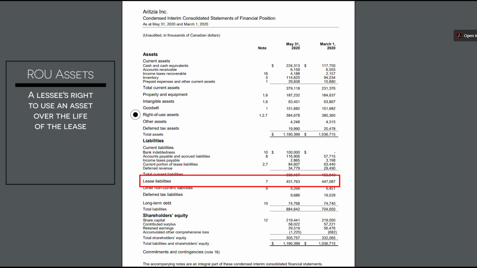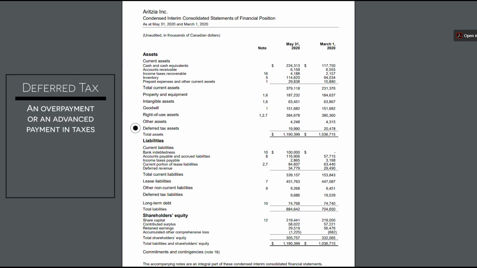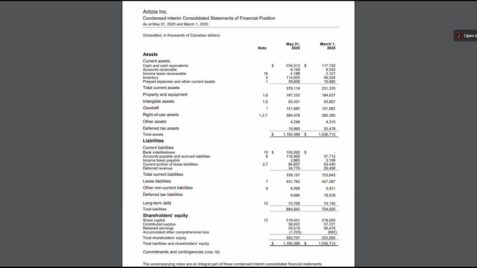So other assets, essentially the same thing as the other current assets up top. These are just assets that the company can't bunch into any of these other areas. So the last thing on the assets portion is the deferred tax assets, which, if you see this in the asset portion, results from an overpayment or an advanced payment in taxes. If you see it, and we'll jump down again to the liabilities, the deferred tax liabilities represent income taxes owed.